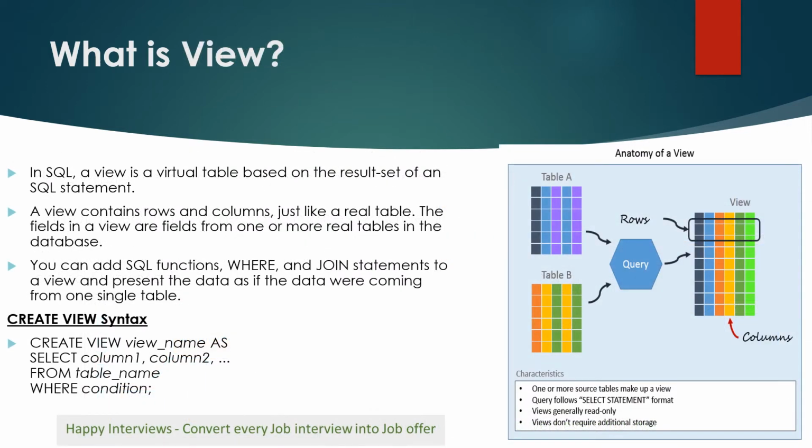Next question, what is a view? In SQL, a view is a virtual table based on the result set of an SQL statement. A view contains rows and columns, just like a real table. The fields in a view are fields from one or more real tables in the database. You can add SQL functions, where, and join statements to a view and present the data as if the data were coming from one single table.